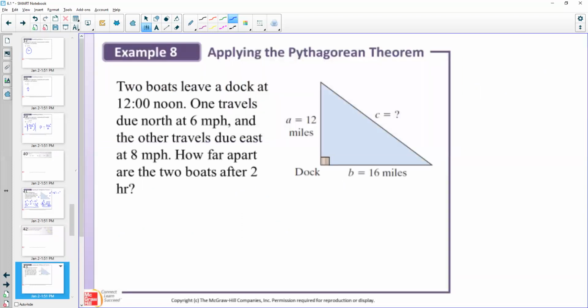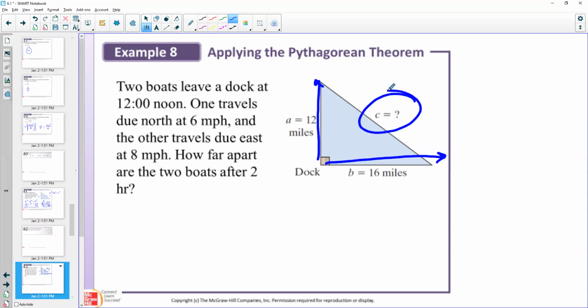All right, same idea here. 2 boats leave a dock at noon. One travels north at 6 miles an hour. The other travels east at 8 miles an hour. Okay, so they traveled for 2 hours. How far apart are they after 2 hours? So this guy travels this way. This guy travels 2 hours that way. How far apart are they?